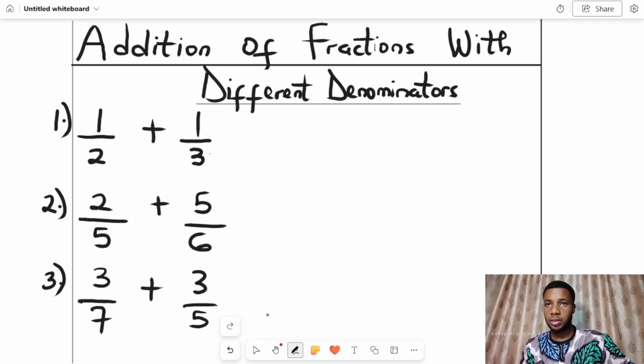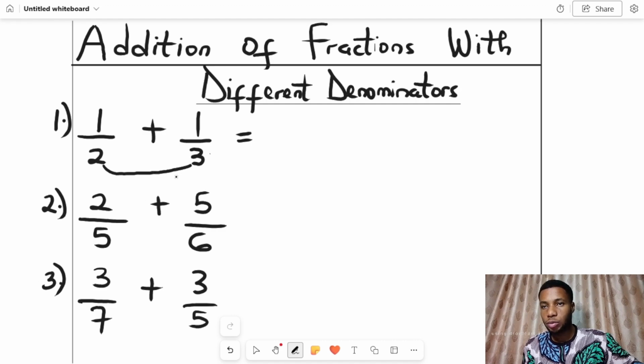Real easy, right? But what if you're given a question where the numerators are the same or even different, doesn't matter, but the denominators are different? What do you do? You can't just pick any of them as the denominator and then add the numerators. No, that wouldn't work here. So I came up with this trick. Well, I didn't come up with the trick, but I've been using it for a while. What to do in this case is to simply multiply the denominators together.